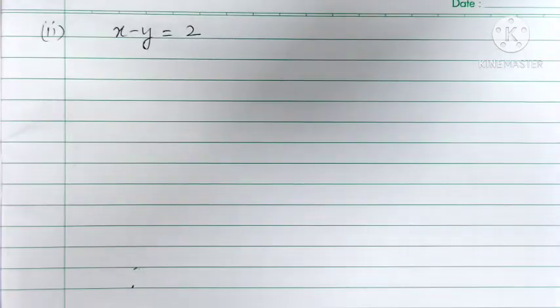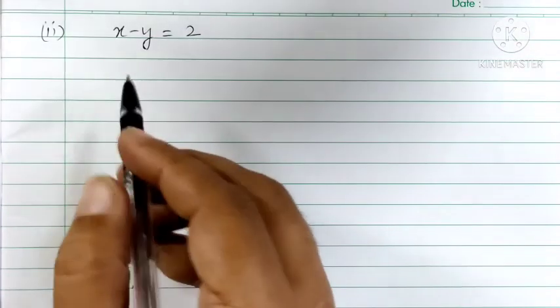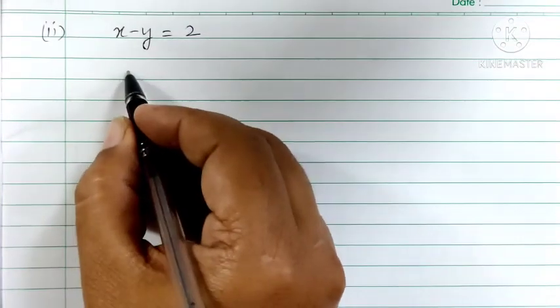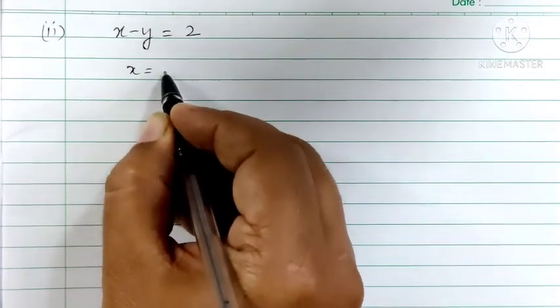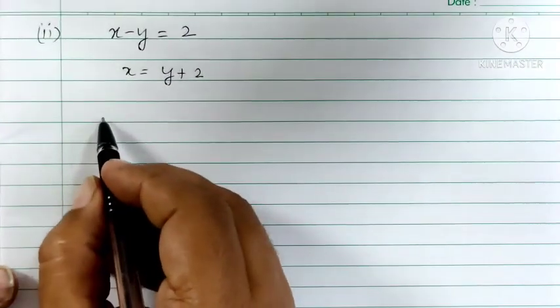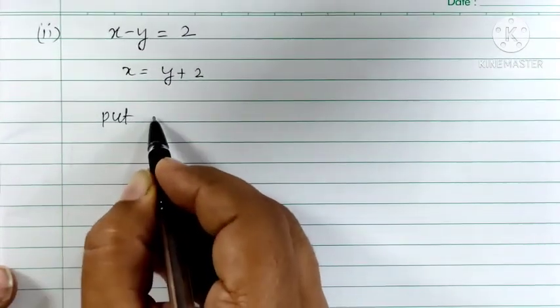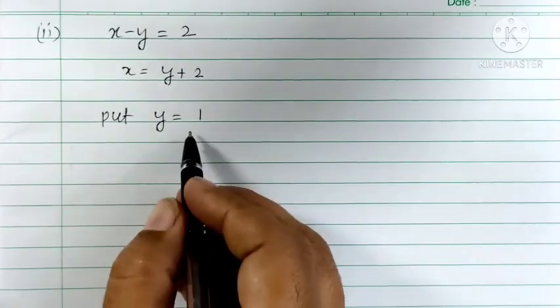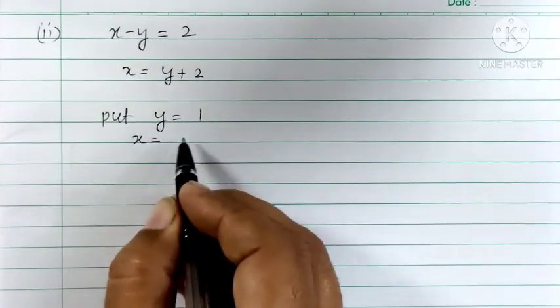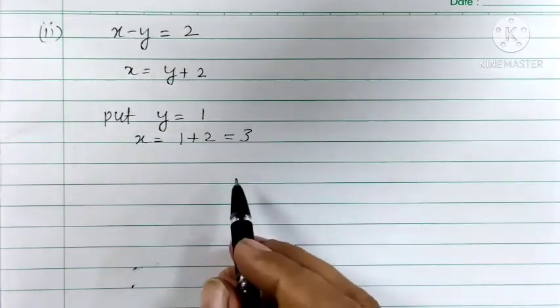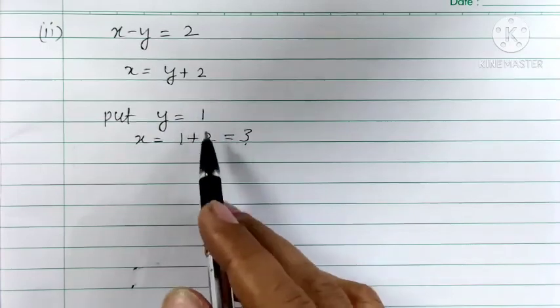Now let us solve the second part of it: x minus y equals 2. First we'll transpose the minus y to the right-hand side. So the equation will become x equals y plus 2. Now we'll put the values of y. First we'll put y equals 1. Then x equals 1 plus 2, and that is equal to 3. So now we have one solution, that is 3 comma 1.